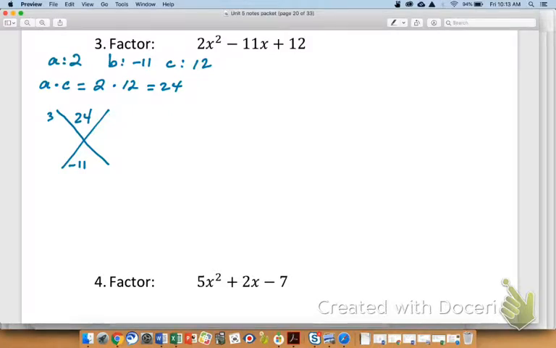this will give us a big hint. If I tried negative 3 times negative 8, that still gives me positive 24 because a negative times a negative is a positive. But when I add negative 3 plus negative 8, that's where I get negative 11. So those are my two numbers. Finally, I'm going to turn to my box.